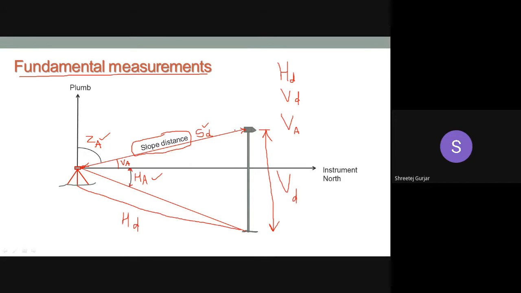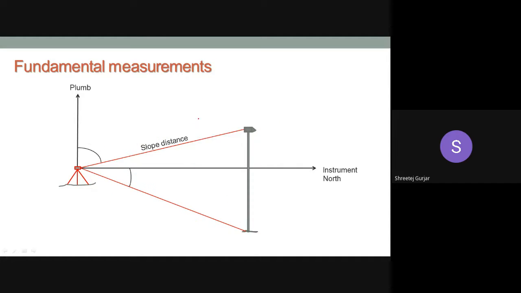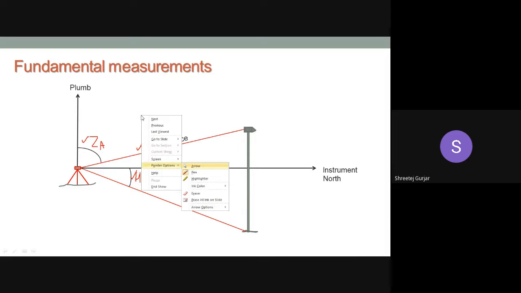Suppose this is a building or any tower. So this will be the vertical distance, or the vertical height of this particular tower. We can also calculate that from the fundamental measurements. So basically your total station will do all these measurements, that is zenith angle, horizontal angle, and the slope distance. So these are the fundamental measurements. From these three, we can calculate the remaining things. I hope these fundamental measurements are clear.